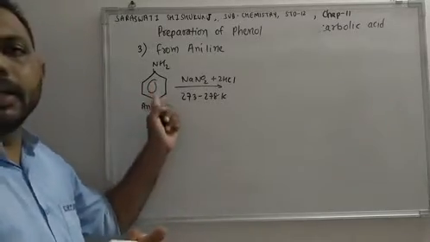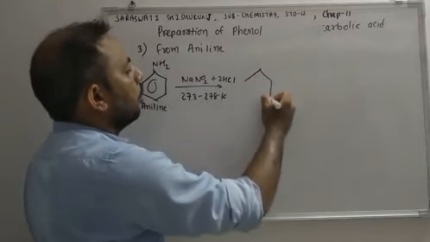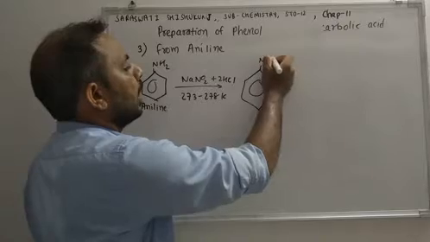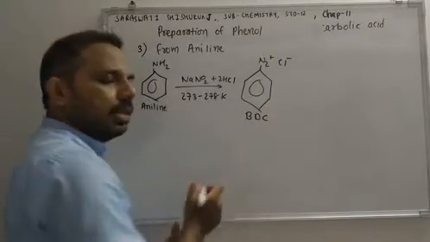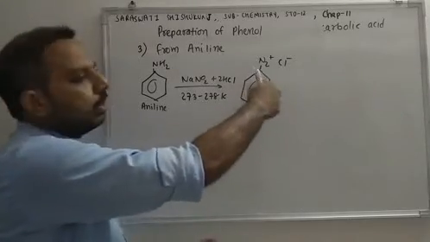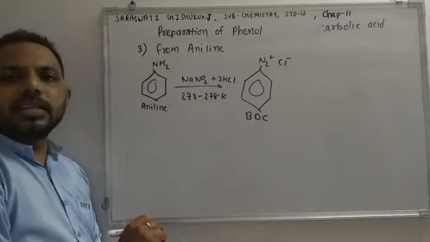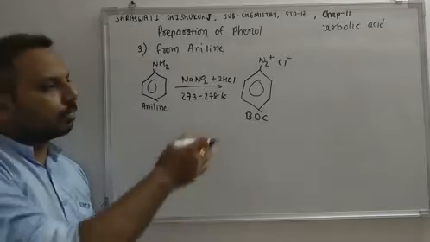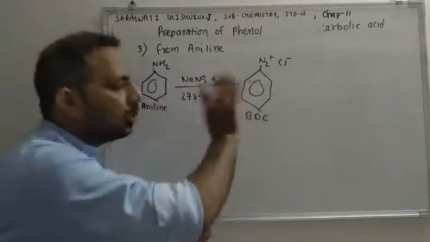So aniline reacts with nitrous acid, the Sandmeyer reaction. It will form benzene diazonium chloride. So I am writing benzene diazonium chloride like this. BDC, benzene diazonium chloride. This is benzene, this is diazonium, and this is chloride. Byproducts I am not writing because we have already discussed, right? So the main product I am writing is benzene diazonium chloride.